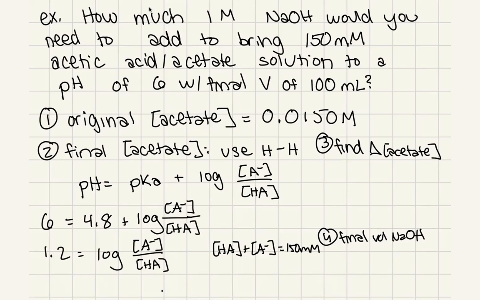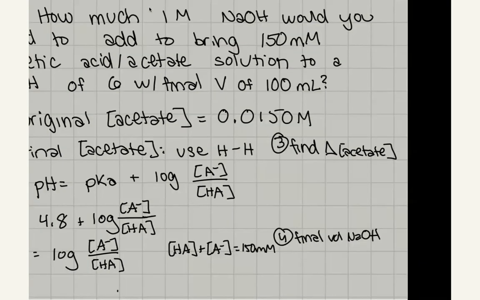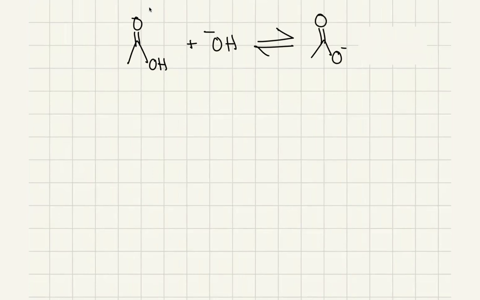So if we think about what our equation is, what's actually going to be going on is we're going to have this solution where we have our acetic acid, and then it's going to be reacting with this OH minus that we put in. And this is going to give us then our acetate. And so this is the situation that we're going to be dealing with.